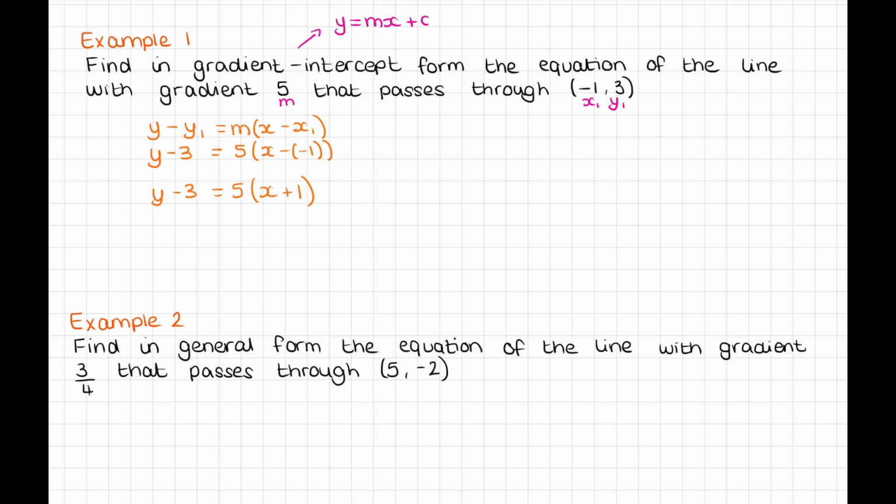Now to put it in the form y equals mx plus c, the first thing I am going to do is expand the bracket because there's no bracket in the solution, which will give us y minus 3 equals 5x plus 5. And then I'm just going to add the 3 to the other side because we have a y minus 3. So to get rid of the minus 3, we need to add 3. And therefore we'll end up with y equals 5x plus 8. And now we have our answer in the gradient intercept form.